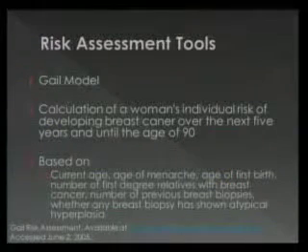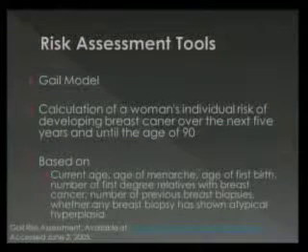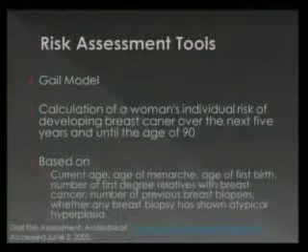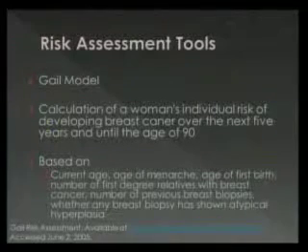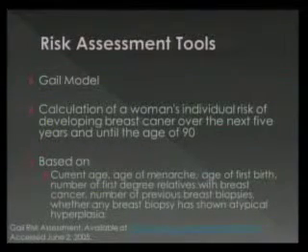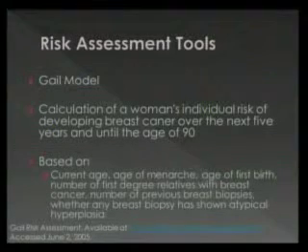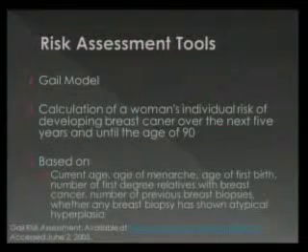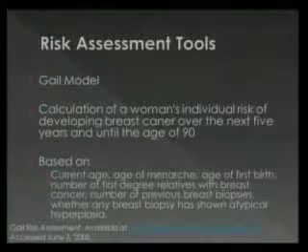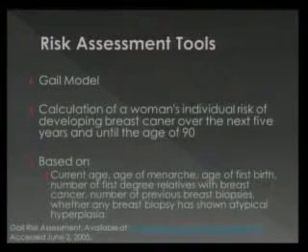So the most widely available tool that I'm sure we've all heard about is the Gail model. And this was done by Dr. Mitchell Gail at the National Cancer Institute. And this tool is based upon data on developing breast cancer. The data came from the Breast Cancer Detection Demonstration Project and the CARE trial. And what it does is it gives the risk of developing breast cancer within the next 5 years until the patient turns 90. And this is based on a couple of things.